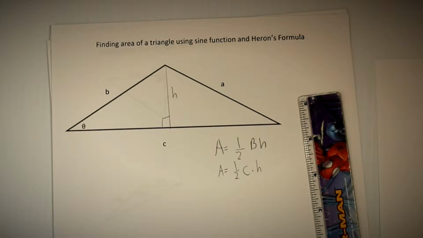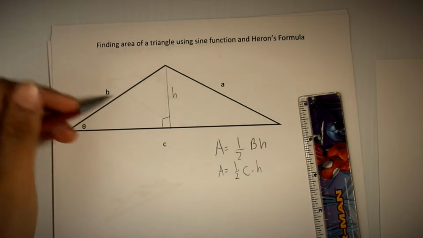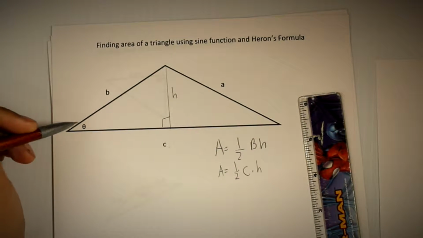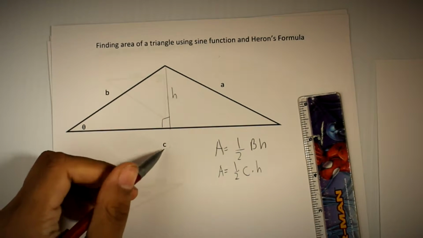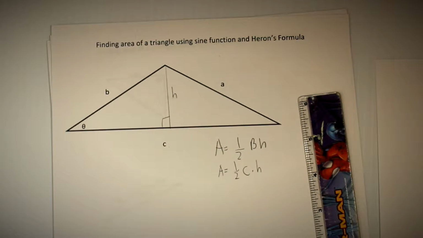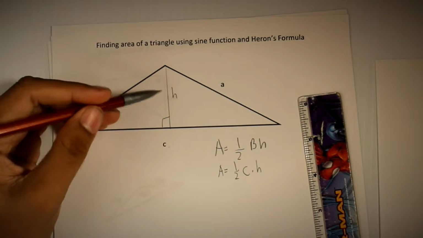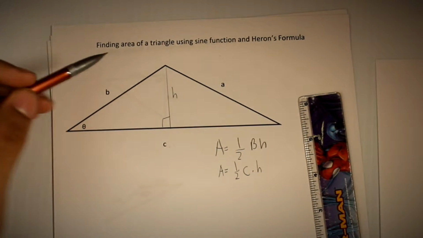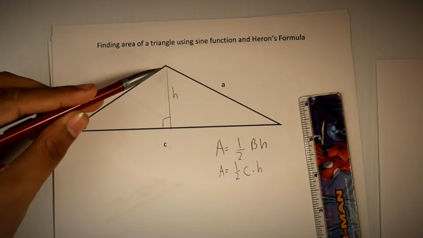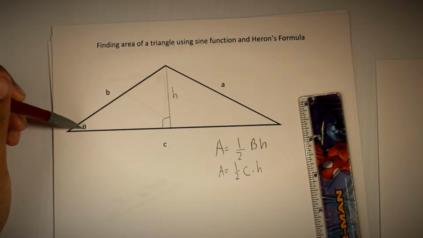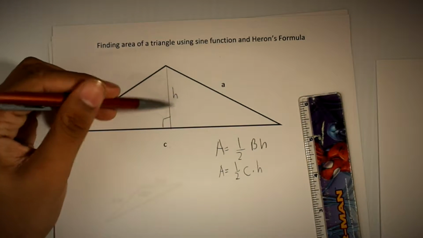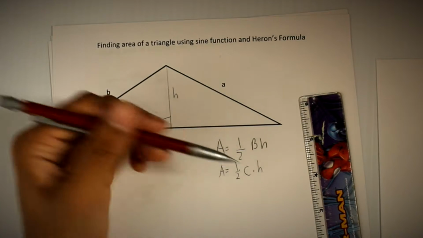Well, what if we're not given the height, but we're given side B, angle theta, and side C? And that's where we can use a sine function. Now, when I drew this line, you guys can see that it forms a right angle. And with that, we can use a sine function in order to find this height, and we can plug it back into this equation. It's really simple.